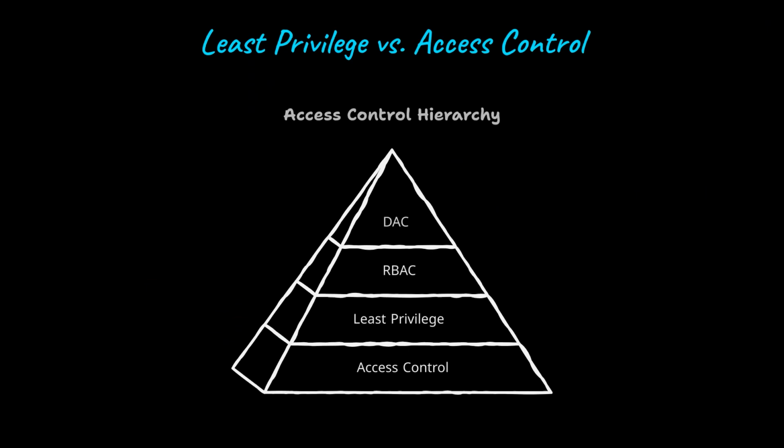Access control is the broad category of who can do what. Least privilege is a specific principle about minimizing what each subject is allowed to do. A role-based access control system can violate least privilege if its roles are overscoped, and a discretionary system can satisfy it if owners grant only what is needed.